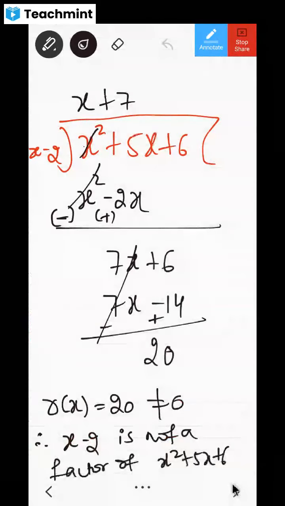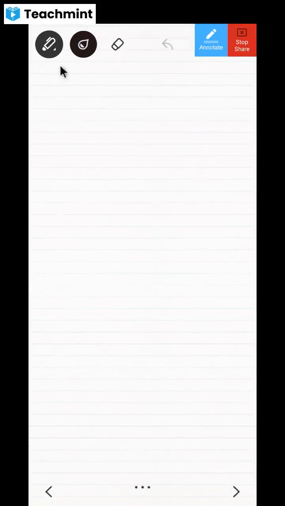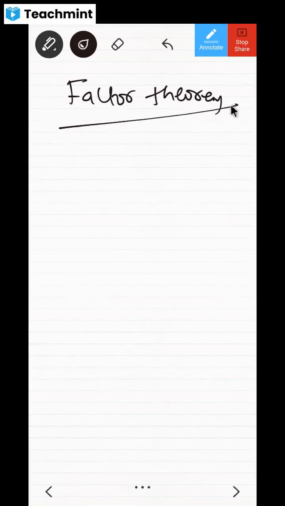Yes, sir. Okay. Now, one more type of question comes here. They'll ask you something like this. Look at this question, very important. Whatever I'm going to explain now is called the factor theorem. I don't want to tell this theorem first and confuse you. I want to solve the problem, then explain the theorem. On factor theorem, some problems will be asked.